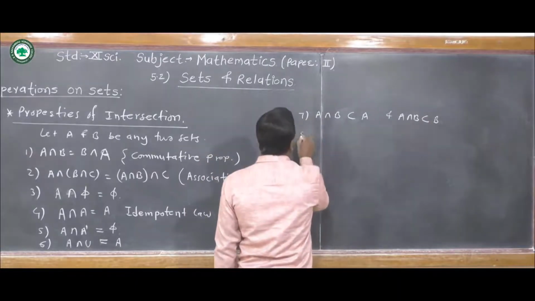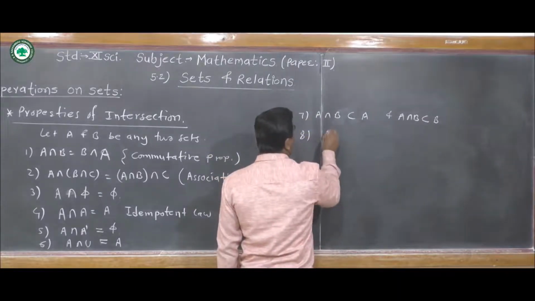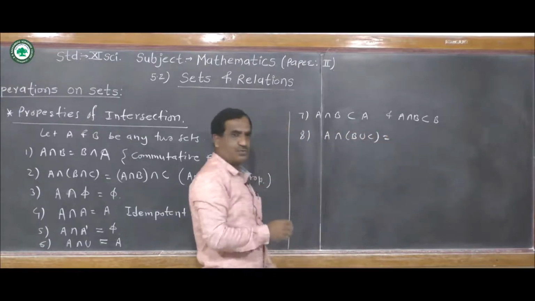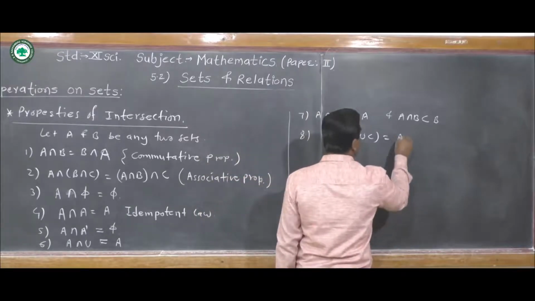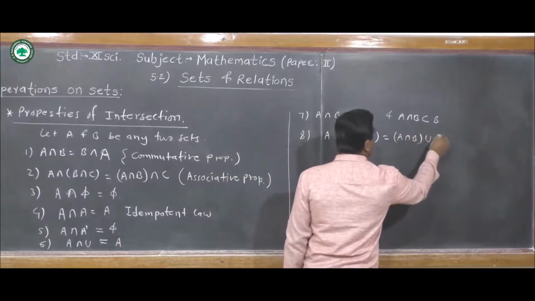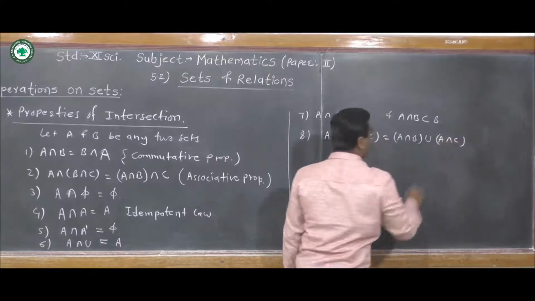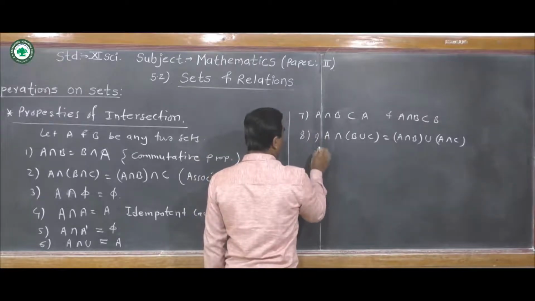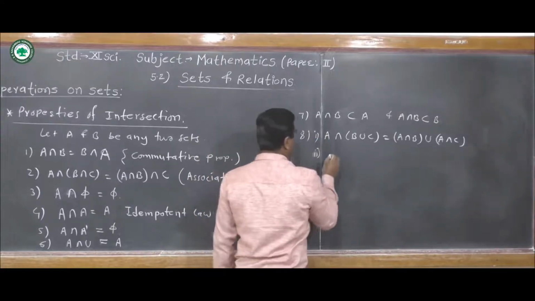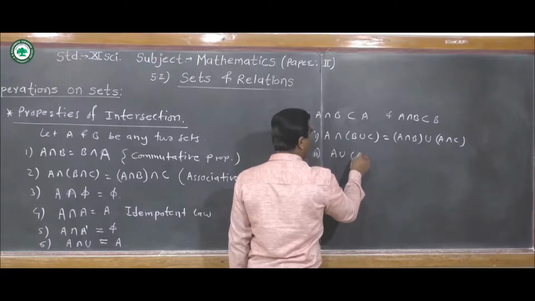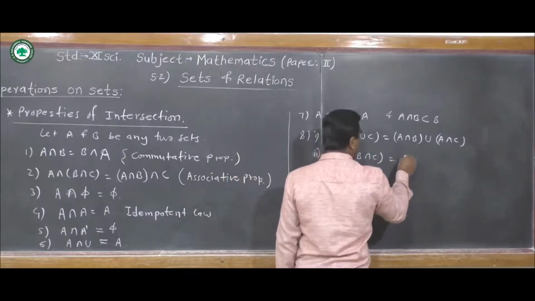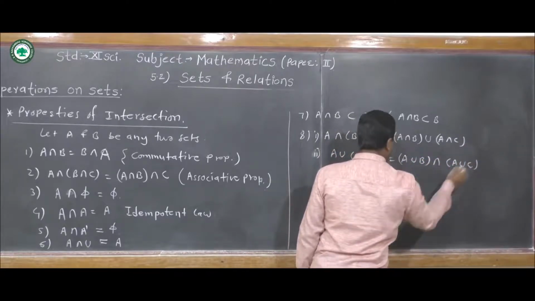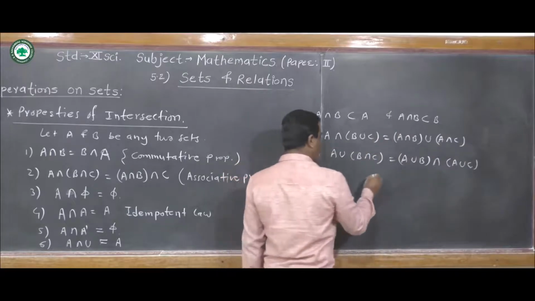Distributive property number 8. A intersection (B union C) is equal to (A intersection B) union (A intersection C). This is the first distributive property or distributive law. And number 2, A union (B intersection C) is equal to (A union B) intersection (A union C). This is called the distributive property.